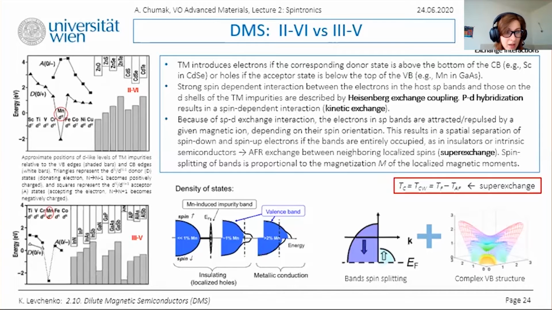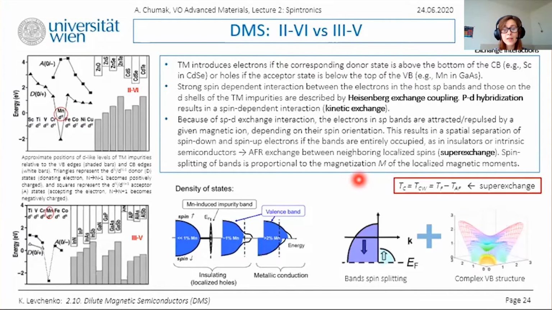Magnetization, as mentioned here, is proportional to the spin splitting of the bands, which is proportional to the magnetization M of the localized magnetic moments. Magnetization is also dependent on the dimensionality. Within the Zener model, the Curie temperature, the main parameter of our magnetism, is proportional to both the manganese ion concentration and the density of states for spin excitation. This density of states increases with the hole concentration in the case of a 3D system, but stays constant in 2D systems.